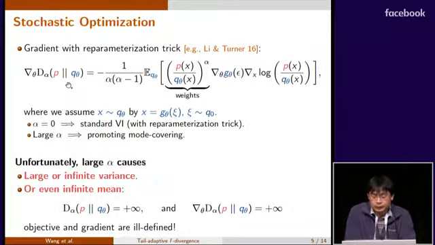Unfortunately, it has some problems. One of the fundamental problems is that if you use a very large alpha, then the variance of this density ratio is going to be huge. That means the variance of the gradient estimation is going to be high, sometimes even infinite. What's even more problematic is that if alpha is even larger, then you can get infinite alpha divergence as well as infinite gradient. That means not only can you not approximate the gradient, but the whole problem is not well defined. There is a fundamental problem here if you use a really large alpha.